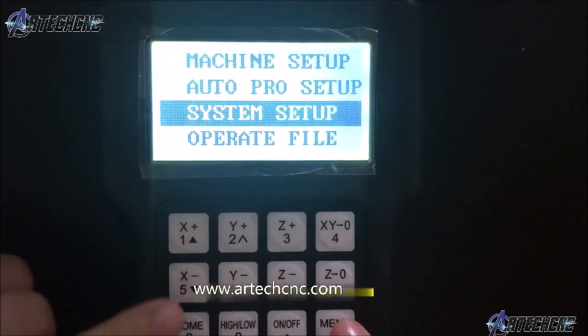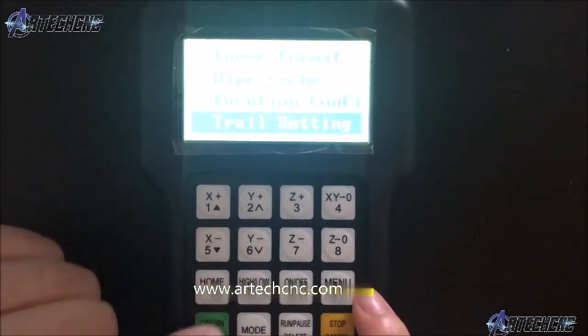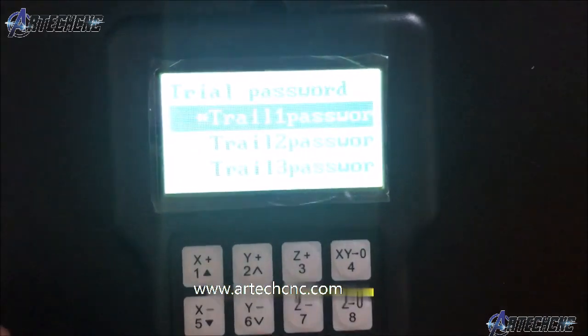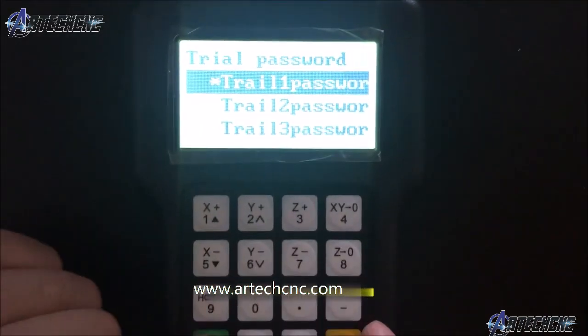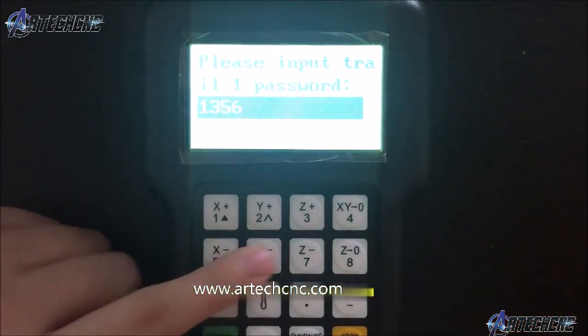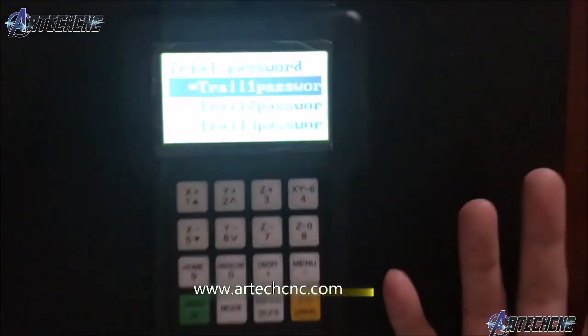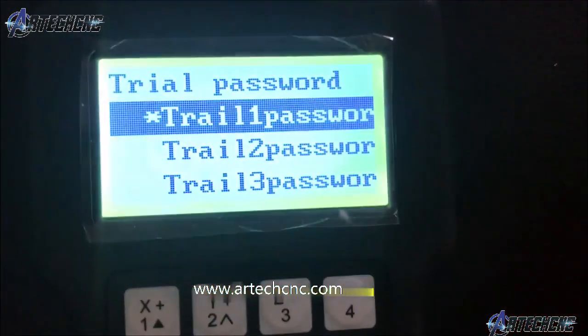Now we check again. Trial setting, password. If we enter, okay, we don't know, 1 2 3, whatever. So please do remember well the password. Don't forget it.